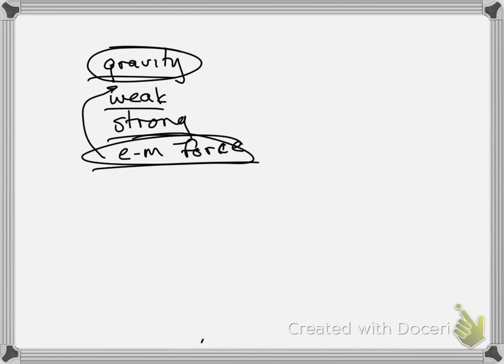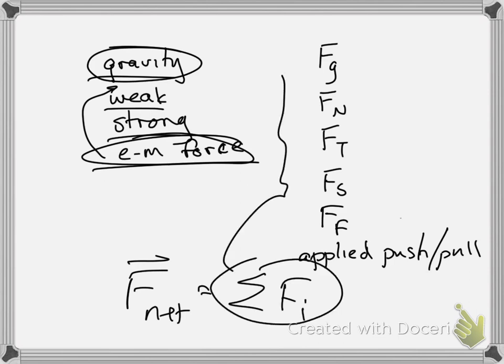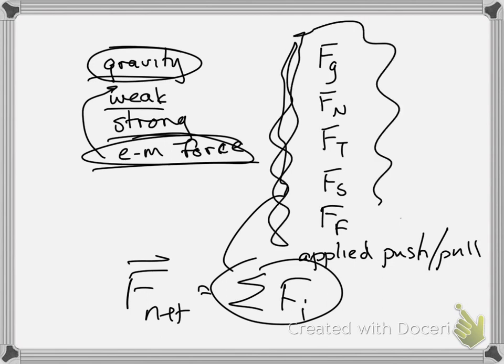We're going to break up the E&M forces into the forces that we are more familiar with. So the forces we care about are the gravitational, the normal, the tension, the spring or elastic force, the frictional force, and other applied pushes or pulls that we didn't categorize in these categories. Those are the forces that we care about when we're doing F net equals the sum of all the forces. All the forces, they're these guys here.